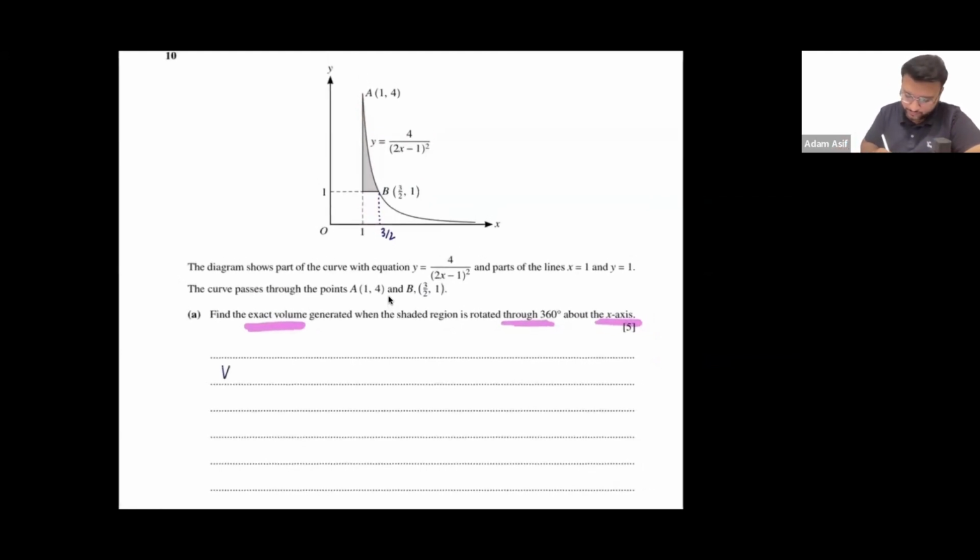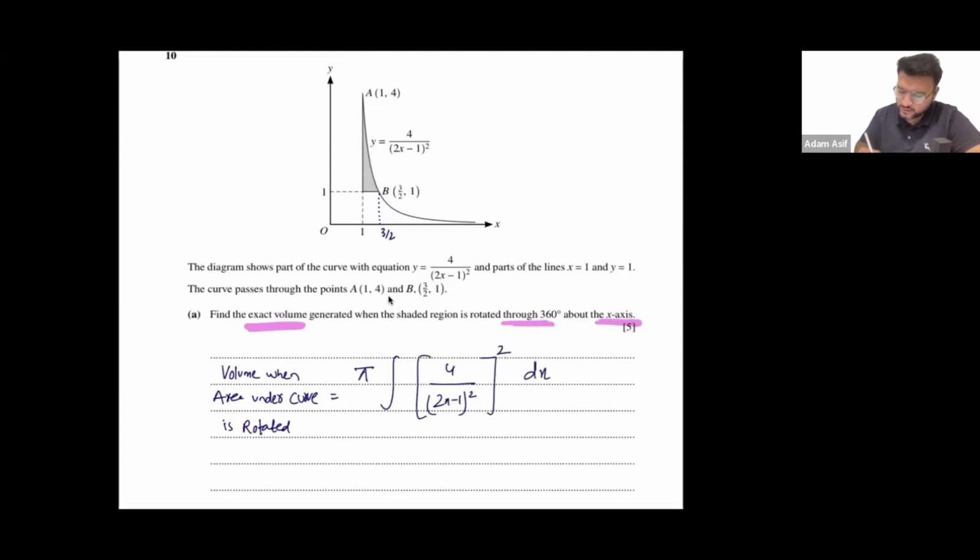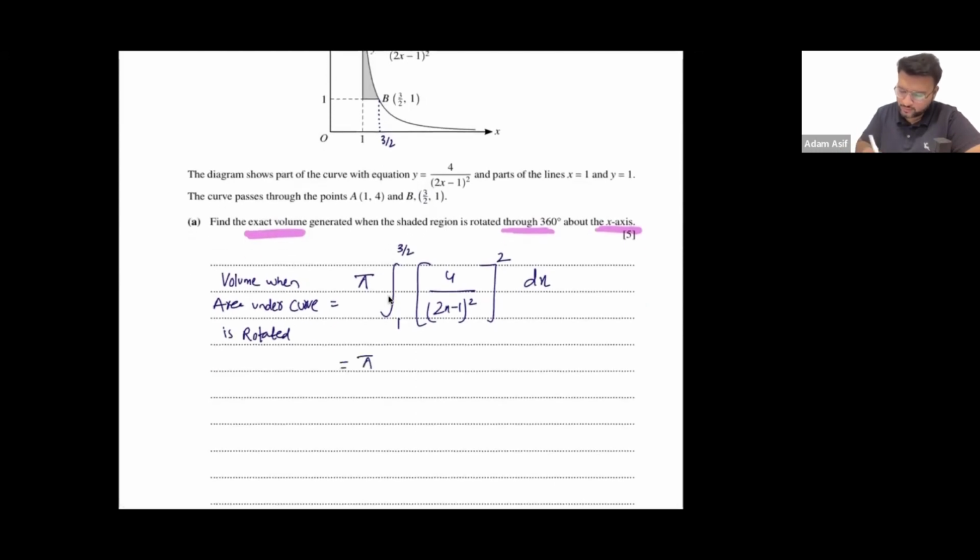Volume when area under the curve is rotated. That's going to be pi times the integral of the function squared dx. The limit is going to be from 1 to 3 upon 2. Okay, first I simplify the function. This is going to be 16 upon (2x minus 1) to the power 4, which I can write as 16 times (2x minus 1) to the power of negative 4.